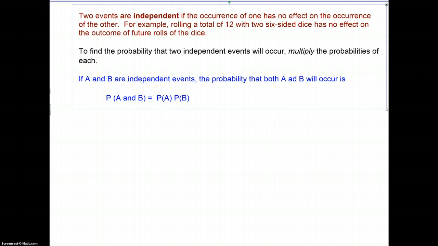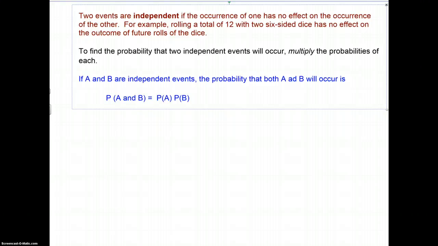Independent events, meaning that one has no effect on the other. If you're flipping a coin, you flip it first, you get heads. It has no bearing on what the next flip is going to be. Even if you have a streak of 50 heads in a row, that 51st toss still has as much chance of being a tail as it does a head.